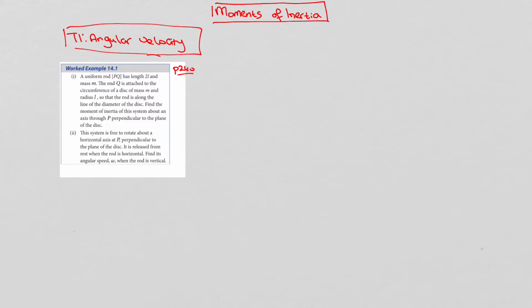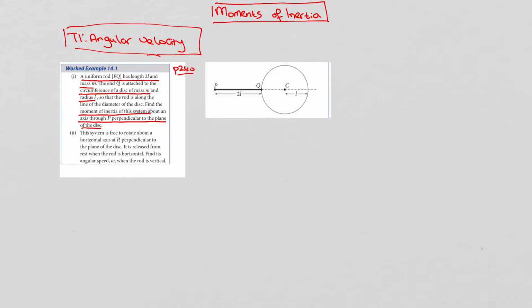a rod of length 2L and mass m, and a disc of mass m and radius L attached to the rod, so that the rod is along the line of the diameter of the disc, and we have to find the moment of inertia of the system about an axis through P, which is perpendicular to the plane of the disc. So if we were to draw what that looks like, we would see that we have the rod passing through the diameter of the disc of length 2L, and the disc has a diameter of 2L.